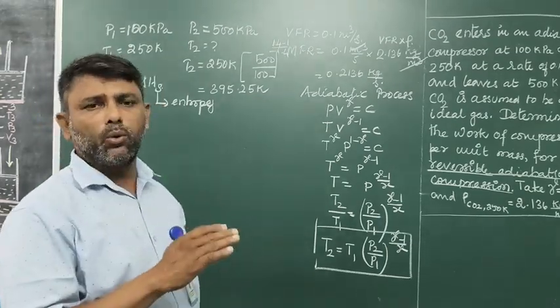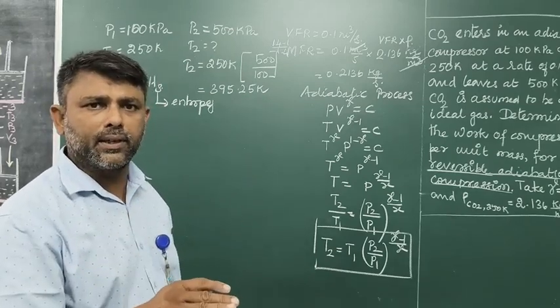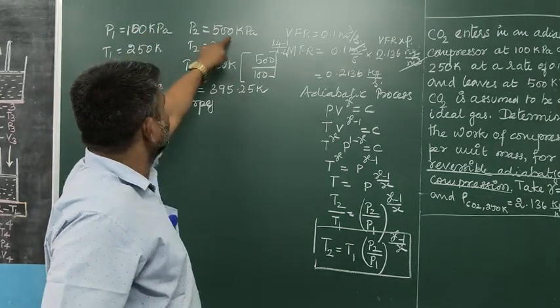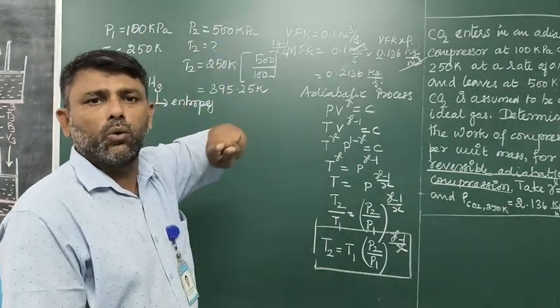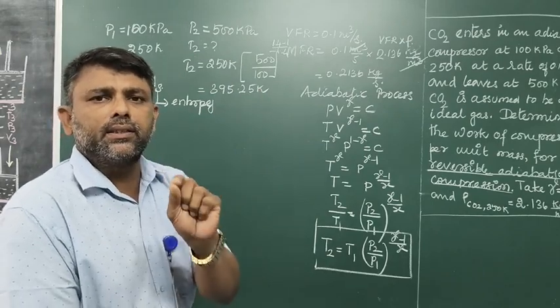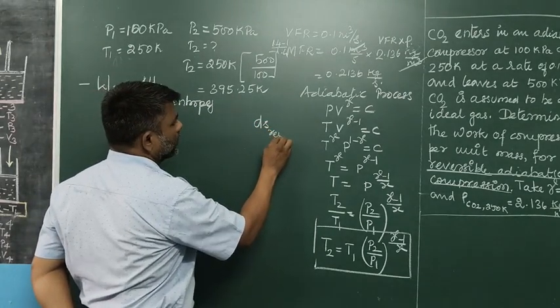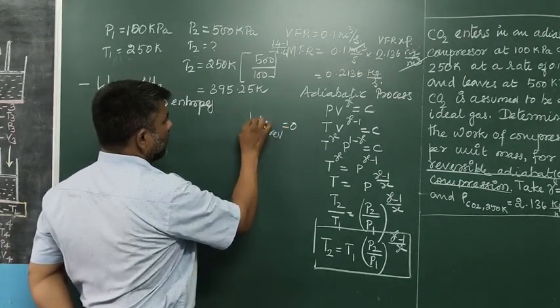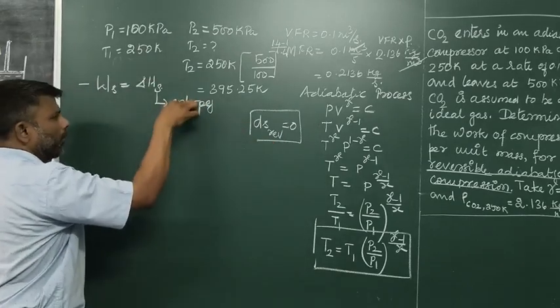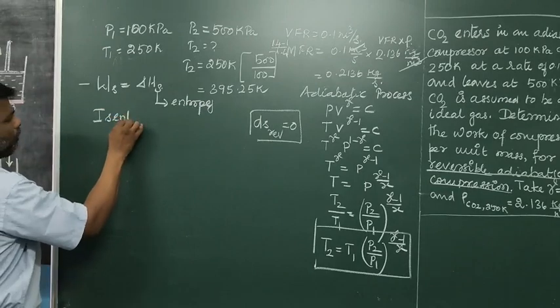Reversible means the amount of work supplied to the compressor to compress carbon dioxide from 100 kilopascal to 500 kilopascal is completely utilized. For a reversible process, change in entropy is equal to zero. Hence, this is called an isentropic process.